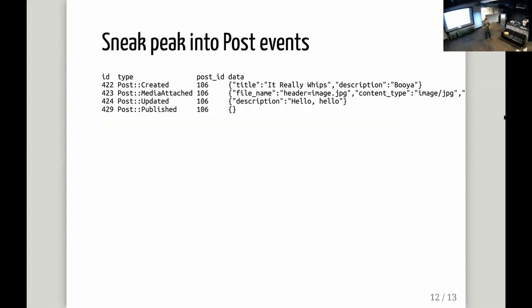I think that's it. Oh no, that's not it. All right, let's talk about data. We've decided to go with a simple approach, which is just to store events in the SQL database. And that's basically what we see when we look at our events in the database. Those are events associated to a post, the post 106. And so we can see what has happened over time to that post. You can see that the post has been created with a title and description. Then a media has been attached, and then we've updated the description, and then the post was published.